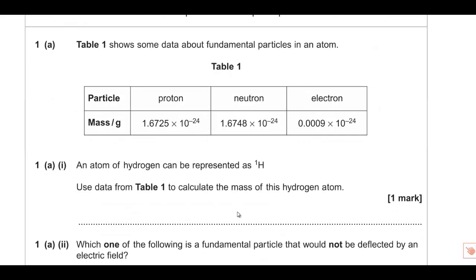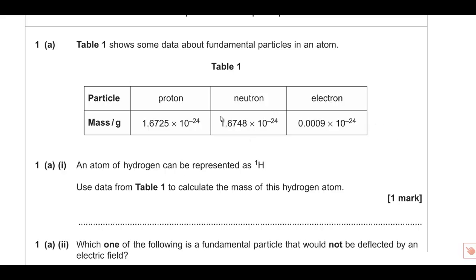So, question 1a, table 1 shows some data about fundamental particles in an atom. We've got masses, real proper masses in grams of protons, neutrons and electrons. An atom of hydrogen can be represented as H1. Use data from table 1 to calculate the mass of this hydrogen atom. This question isn't actually as bad as it may seem, because you've got these horrible looking numbers there. It's actually okay. But the way to tackle this is to think, what does hydrogen contain?